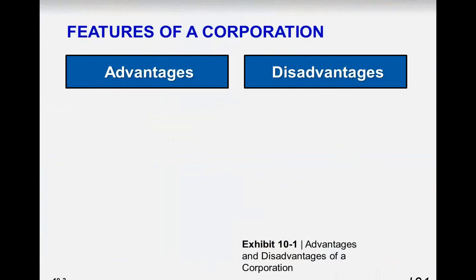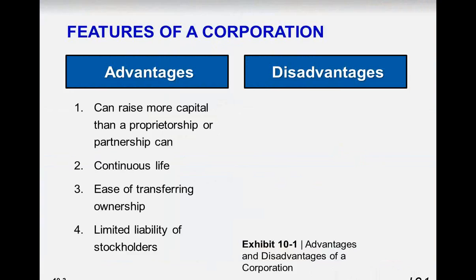First of all, we might look at the advantages, which are they can raise more capital than a proprietorship or a partnership. This is because they can sell stock. They also often have more assets, so they can borrow more against those assets. They can come up with bond issues. They have a continuous life.